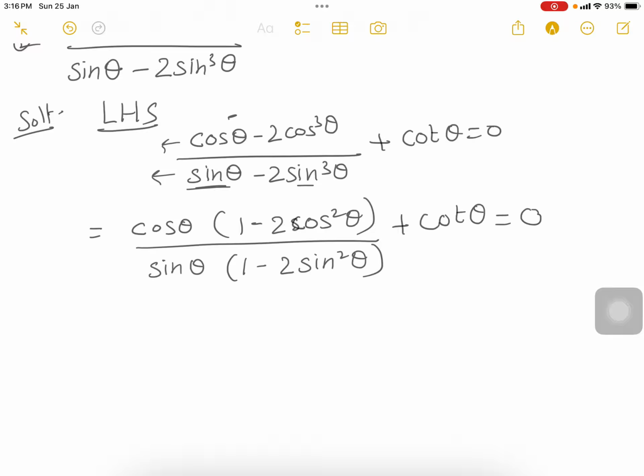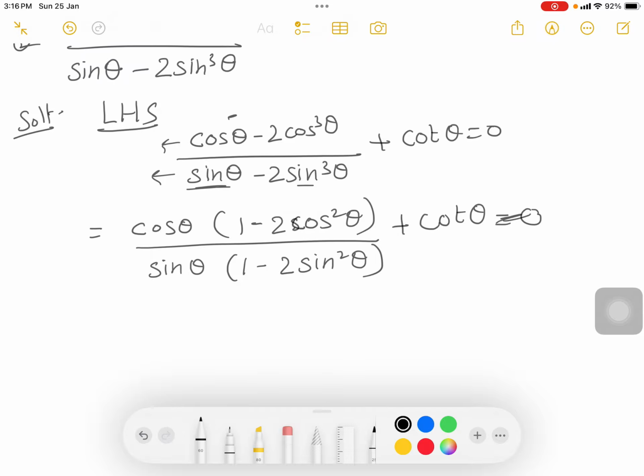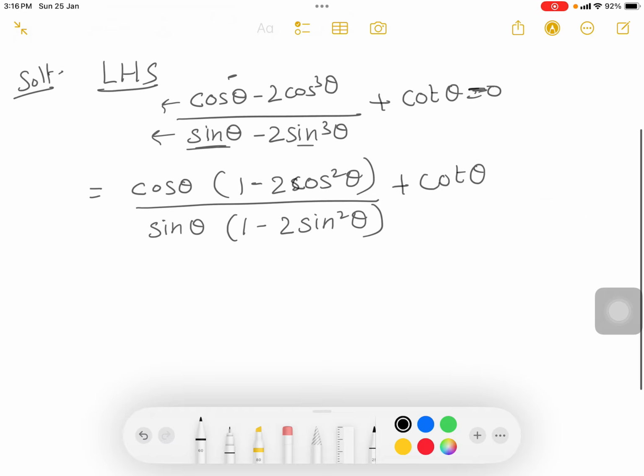Because we have to prove this, we will not write the equals to 0. We will just erase this because we have to just write down LHS only. While we are doing the LHS, what we have to do is always keep an eye on the RHS. In RHS we have to prove it equals to 0. Cos theta upon sin theta will make cot theta. So we have cot theta in the numerator.